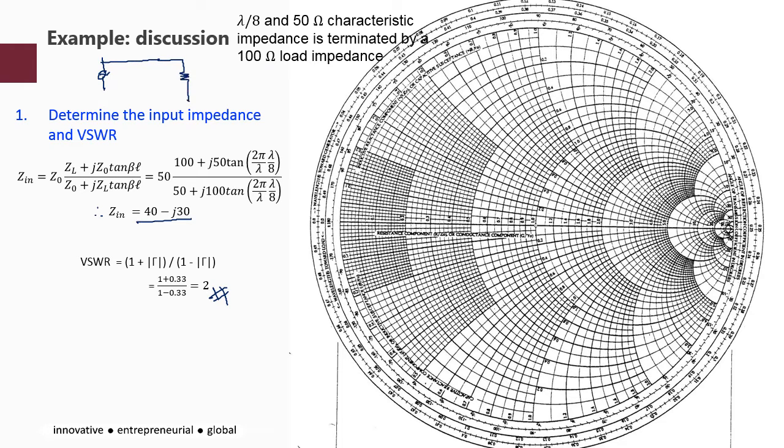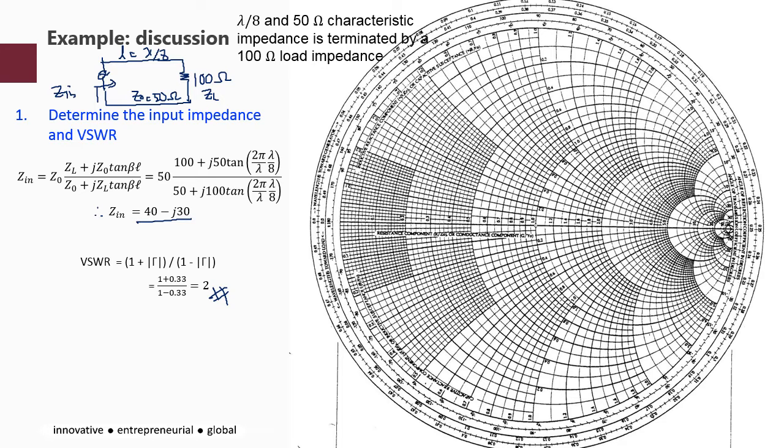So from the given question, you have a transmission line terminated by a 100 ohm ZL, with characteristic impedance equal to 50 ohm and length equal to lambda over 8. Zin is not given, so you need to determine the Zin. If you are asked to calculate, then you can use the equation and you will get Zin equal to 40 minus J30.